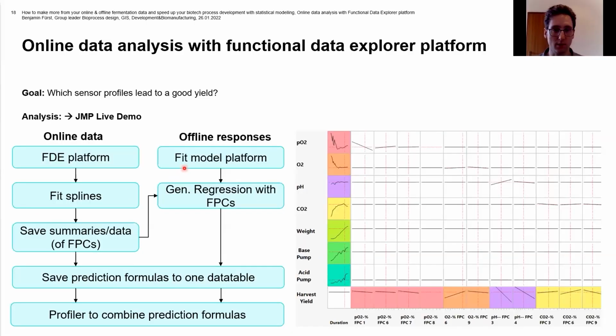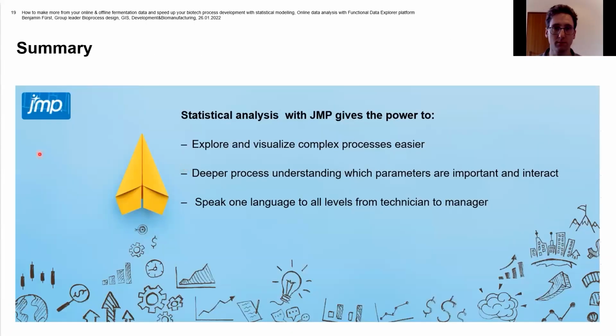Yeah, I'm heading towards the end of my talk. And I want to say that the statistical analysis of fermentation data, JMP really gives you the power to explore and visualize those complex processes very easily. You can deepen your process understanding: which process parameters are important, which interact, and which do I have to look at, at which time points of the process.